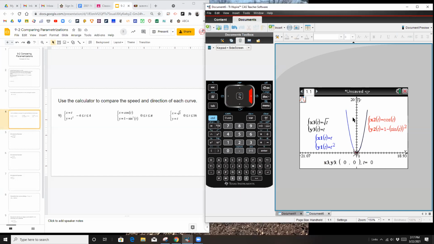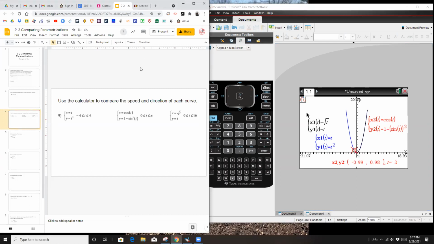Whereas the black and the blue graph have a different orientation than the red graph, because now when I increase t, it's going in the other direction. All right. So there's nothing really like, you have to really calculate for speed and direction. You just kind of say they're either going in the same direction or different directions, or you say one's faster than the other. All right. So it's like relative speed.